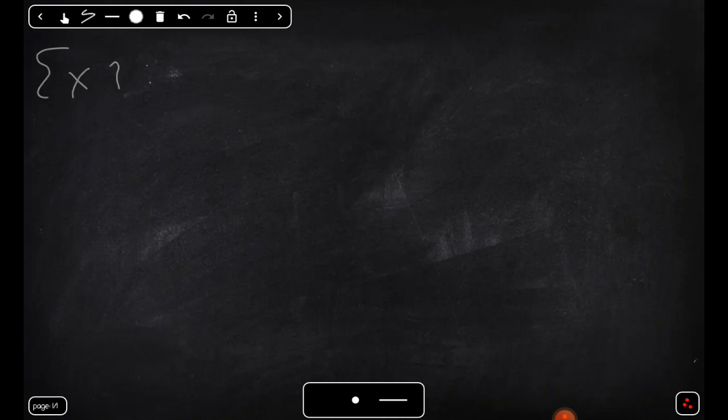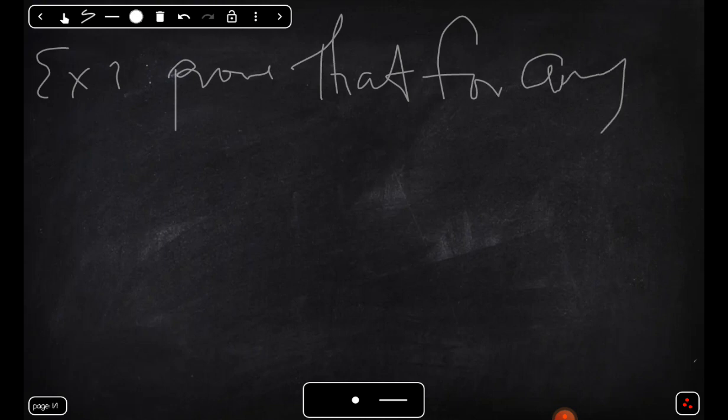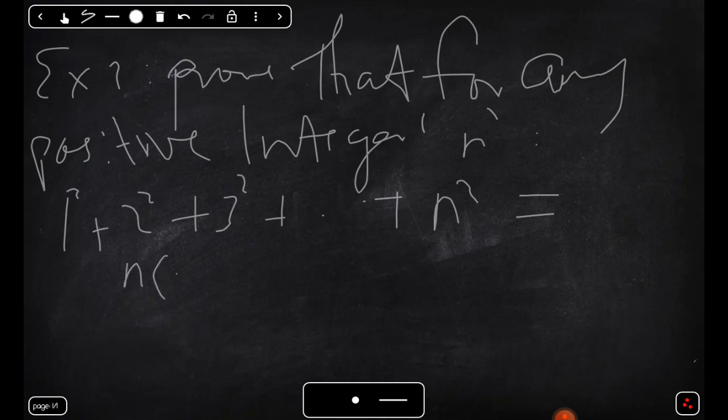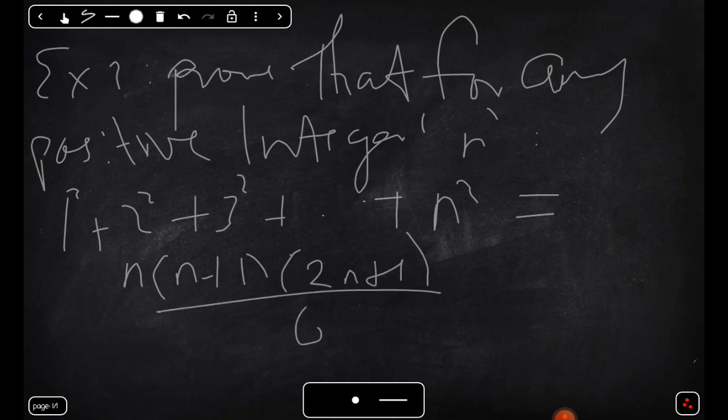So example 2 says we should prove that for any positive integer n, 1 squared plus 2 squared plus 3 squared plus ... plus n squared is equal to n into n plus 1 into 2n plus 1 all over 6. So this is an induction problem which we are supposed to prove.